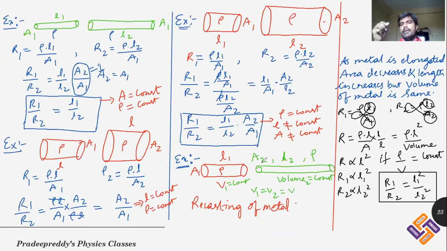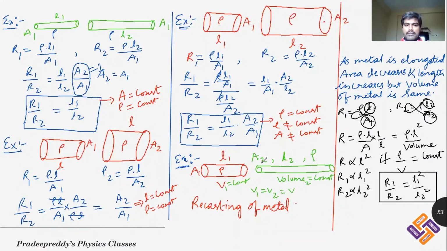So when the nature of material is the same, and if the material is being recasted, in such cases length and area both will be varied, but volume of the conductor will not be changed. Rather than taking R proportional to L, you need to take R proportional to L square. So R proportional to L and R proportional to L square are not the same. They are different. R is proportional to L only if area is constant, and R proportional to L square when volume is constant.